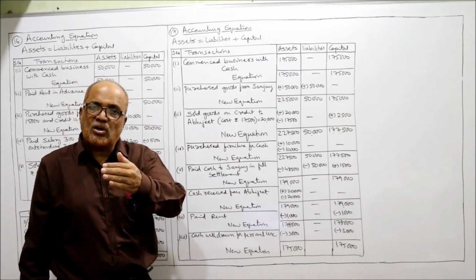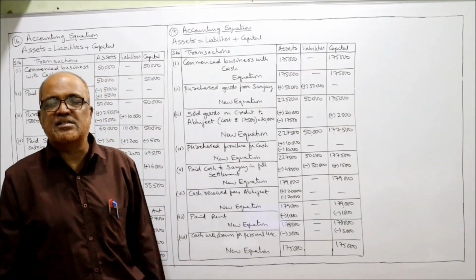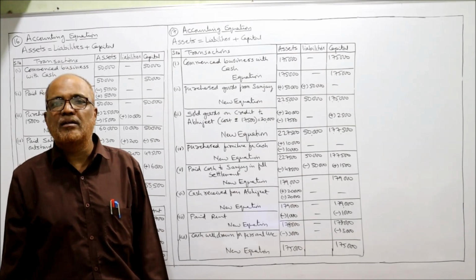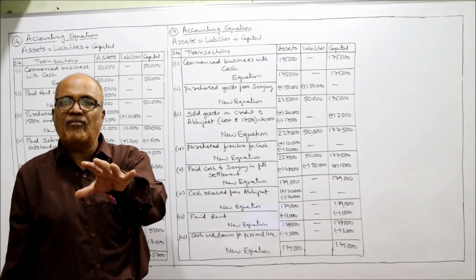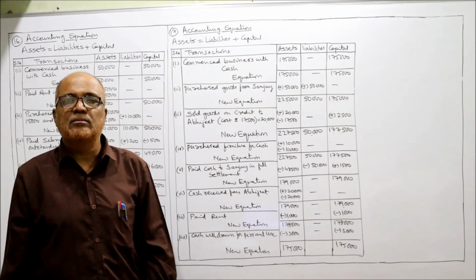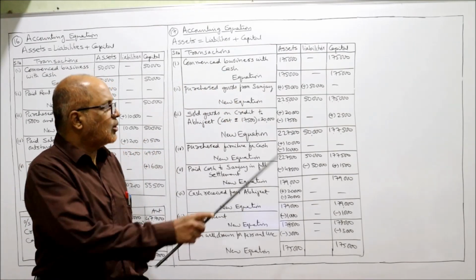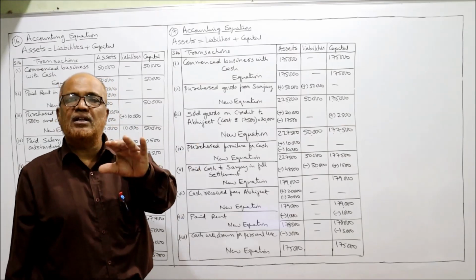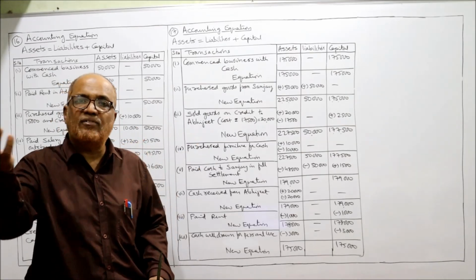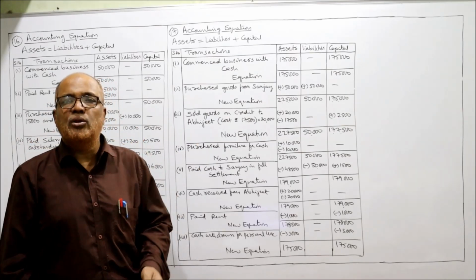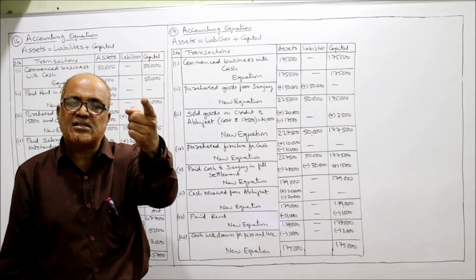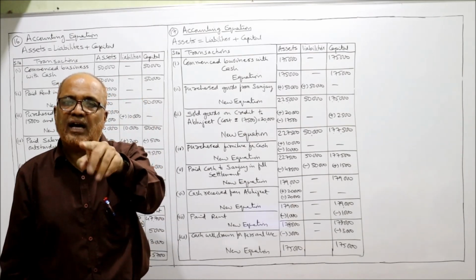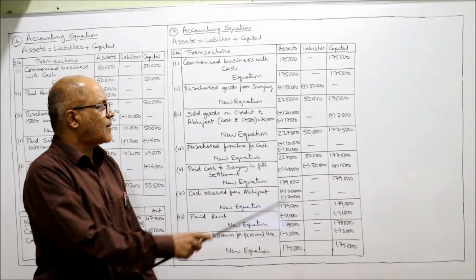And what is the cost of goods gone away from the business? 17,500. 17,500 worth of goods we have sold. That means goods have gone. So minus 17,500. The goods have gone by 17,500 and we have to receive 20,000 from Abhijit. So 20,000 assets will increase and 17,500 assets will decrease.